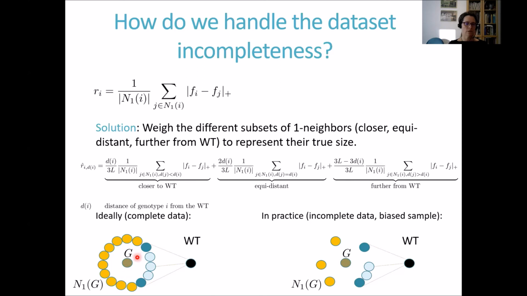We calculated the contribution to this measure for each of these 3 subsets separately, and then we weigh them according to the true size of the set that they represent. So this was mostly about the further from wild type genotypes that received a much larger weight than their number here. So this is how we corrected for this bias in the data set, and the data that I showed before represents that already.